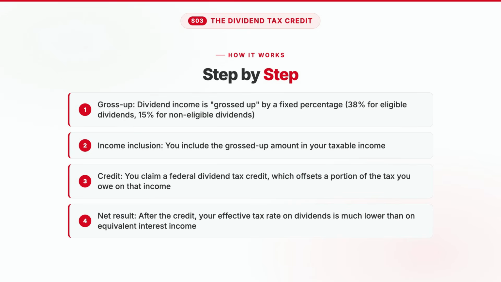Gross up: dividend income is grossed up by a fixed percentage, 38% for eligible dividends, 15% for non-eligible dividends. Income inclusion: you include the grossed up amount in your taxable income. Credit: you claim a federal dividend tax credit, which offsets a portion of the tax you owe on that income. Net result: after the credit, your effective tax rate on dividends is much lower than on equivalent interest income.